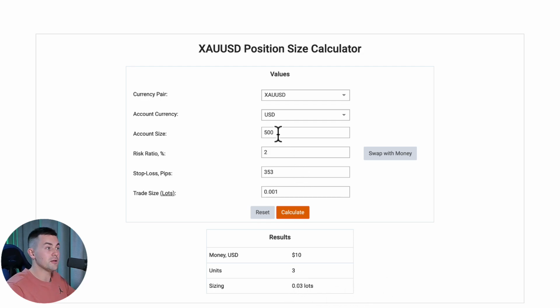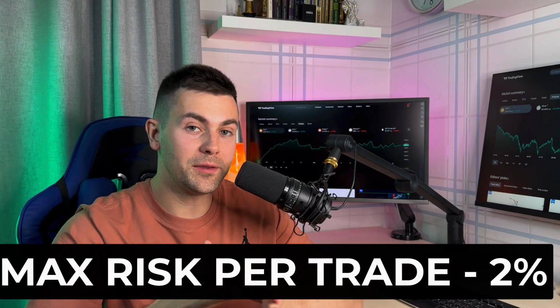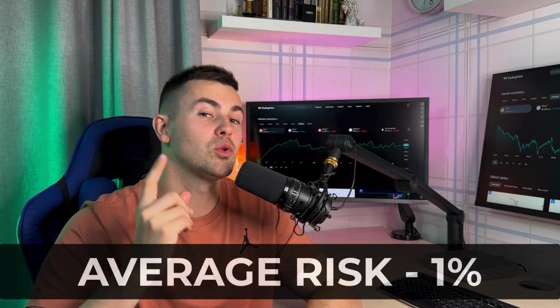Now let's calculate the lot size for $1,000 account. The only thing we change is the account size. We input 1,000, we click calculate, and here is our best lot size. It is 0.06. And for $10,000, it will be 0.57 lots. With such a lot size, your potential risk per trade will not exceed 2% of your trading account, and the average risk will be around 1%.